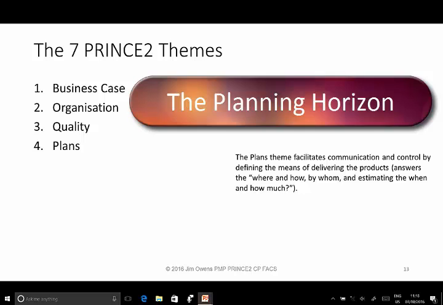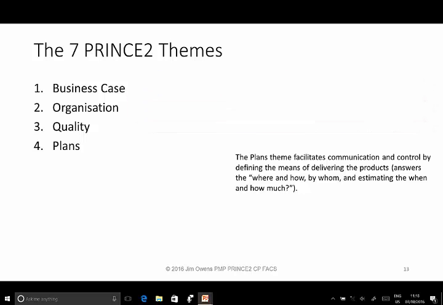PRINCE2 gets around this problem by defining plans at 3 different levels of scope and detail: project plan, stage plans and team plans. An initiation plan and exception plans are specialised versions of stage plans. So whilst you use the project plan for overall guidance, your main focus is on a particular stage plan at any time, and the individual team members will focus on the team plans related to the stage plan. The project plan is issued by the project board. The stage plans are produced by the project manager, and the team plans are produced by the team managers.